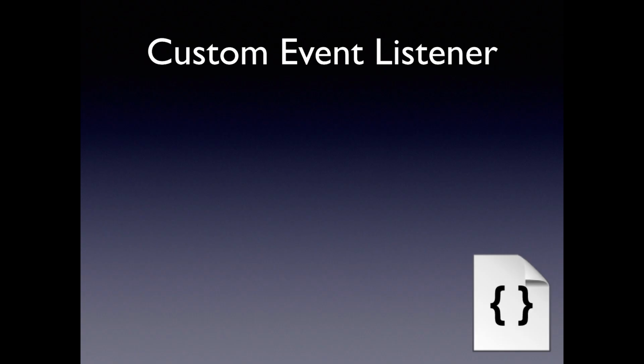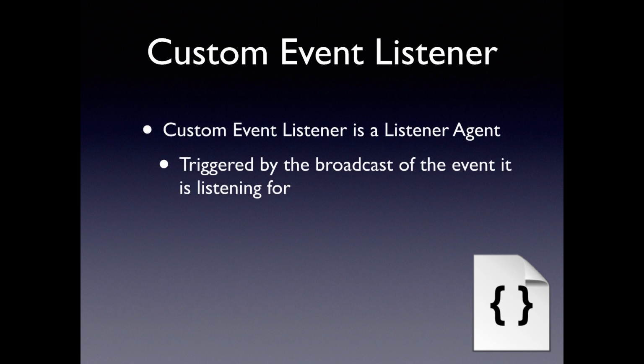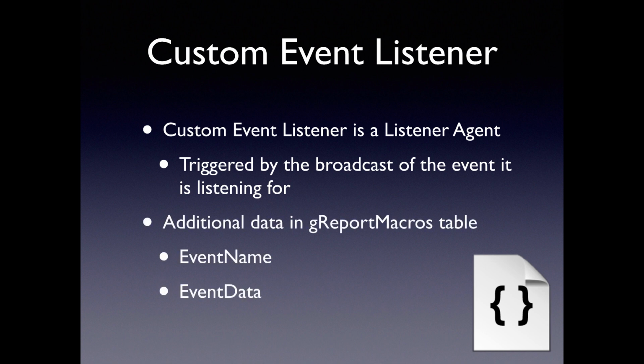So let's talk about the third way that a script might get executed in the system, and that's with a custom event listener. Custom event listeners listen for events to be broadcast in the system. If it hears the event that it's listening for, it will be triggered and the script will be executed. Now, there's some additional information in the report macros table for custom event listeners, and that is the event name, the name of the event that triggered us, and event data. So there is data that will be broadcast along with particular events, and these are all documented in the scripting guide.